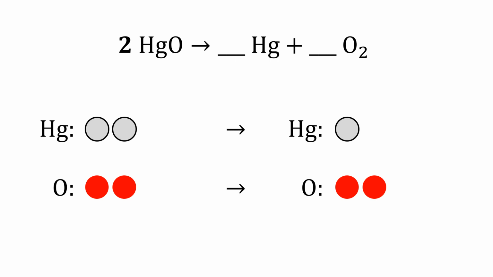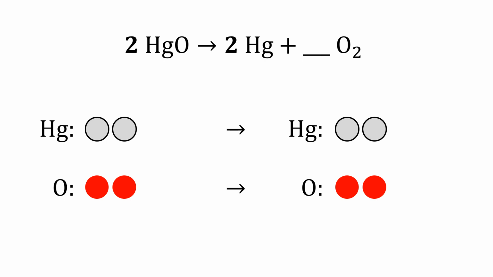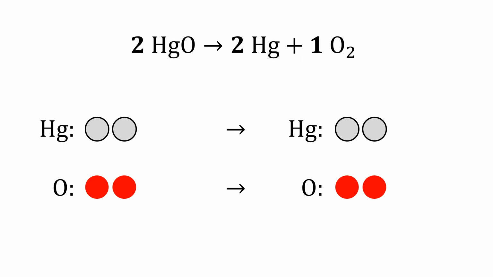So once we have 2 HgOs on the left side, we now have enough oxygens to match, but we need to fix the number of Hgs on the right to match. So I just need to make the coefficient in front of the Hg a 2, so we have 2 Hgs and 2 Os on both sides.